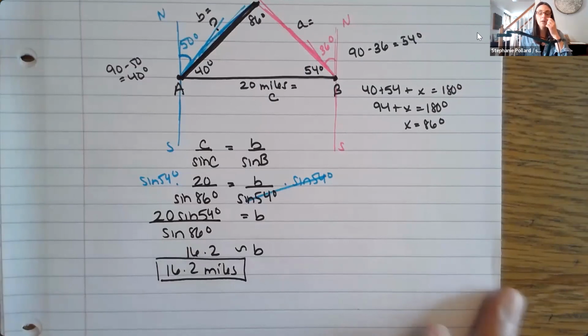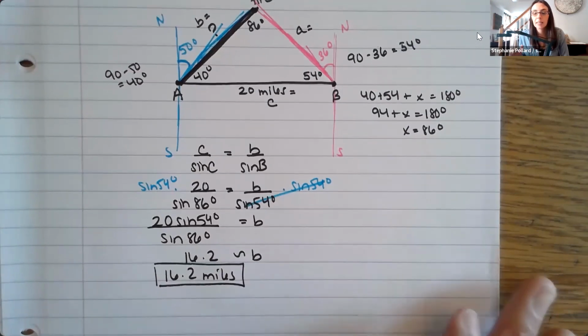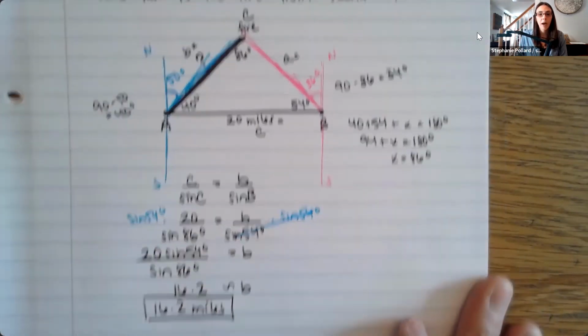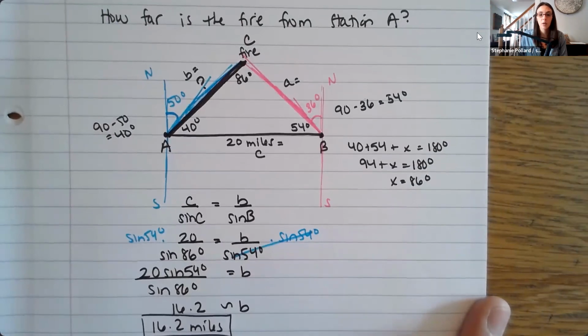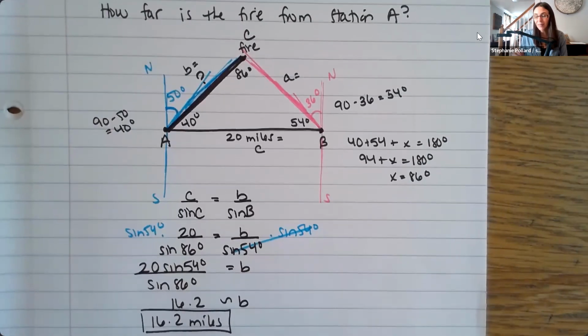So the fire is approximately 16.2 miles from station A. That was the question we were answering. Again, everything is approximate because you are doing a lot of rounding here, right? We're using our calculator and we're rounding our final answer, but it should be very close, right? So it's about 16.2 miles from station A in this case.